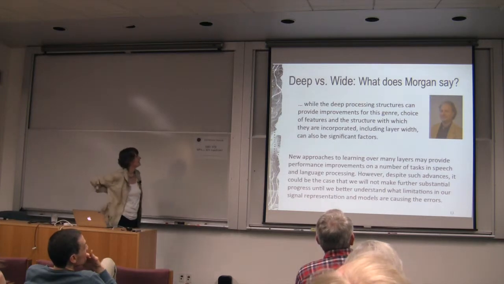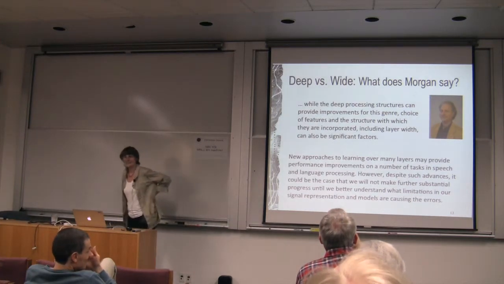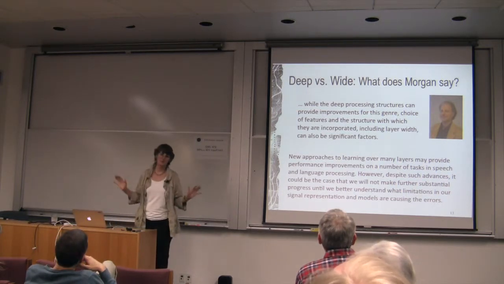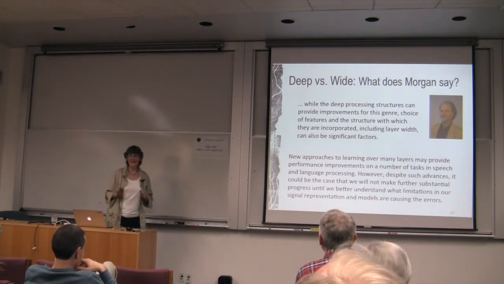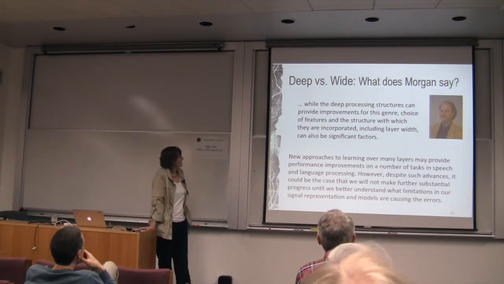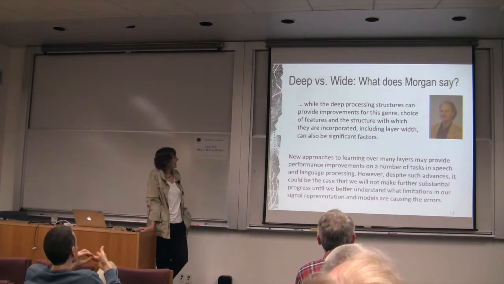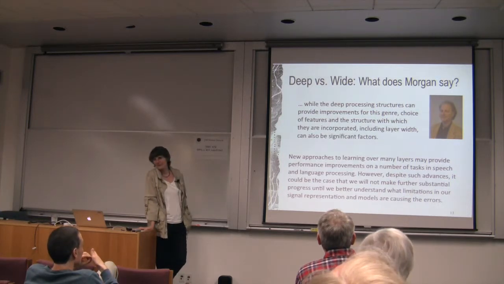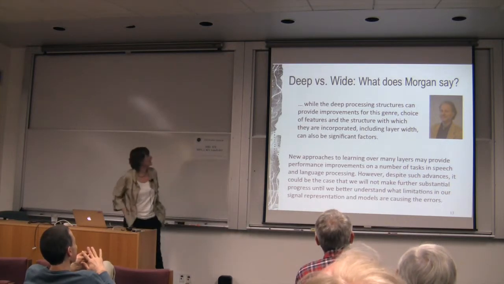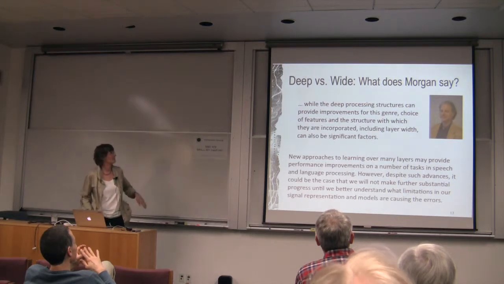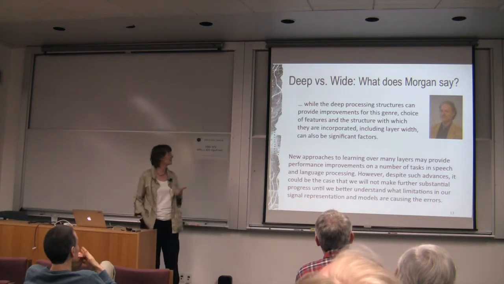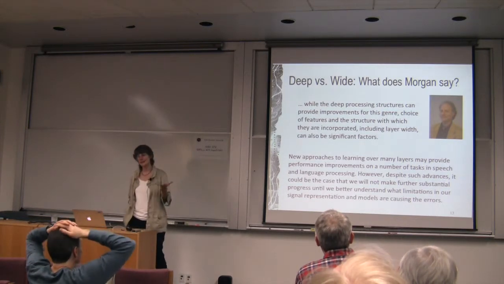Okay, so now we're on to deep versus wide. In thinking about this talk, now that I'm finally, I resisted neural nets for so long, I have to listen to Morgan. So I went to this paper and pulled out, first, what does he say in his abstract? Because I don't want to read the whole paper. While deep processing structures can provide improvements for this genre, choice of features and the structure with which they are incorporated, including layer width, can also be a significant factor.